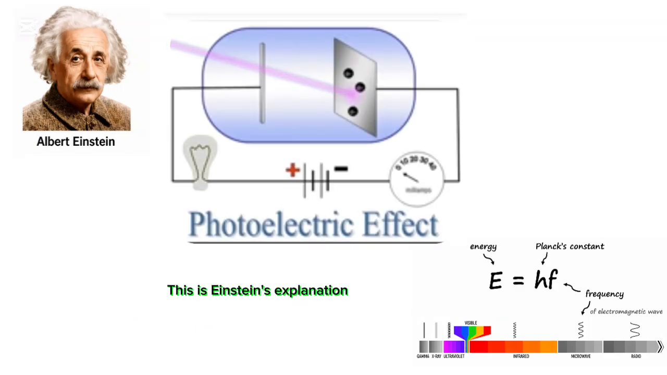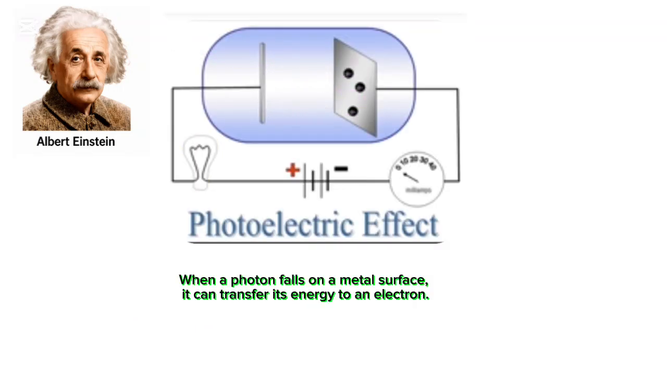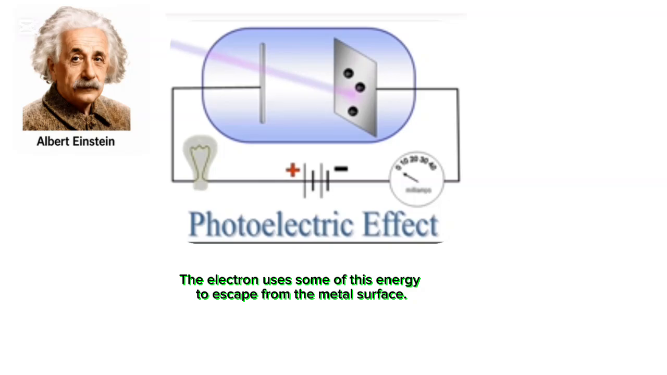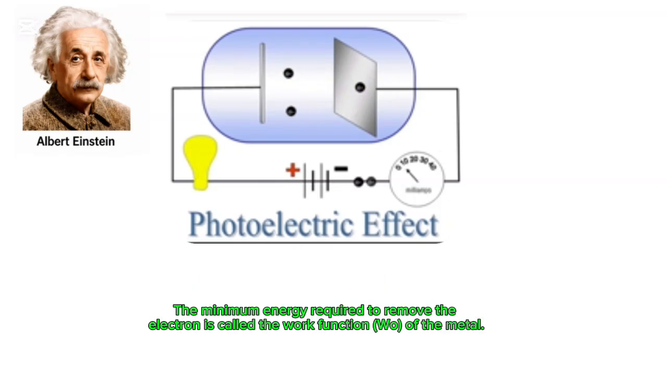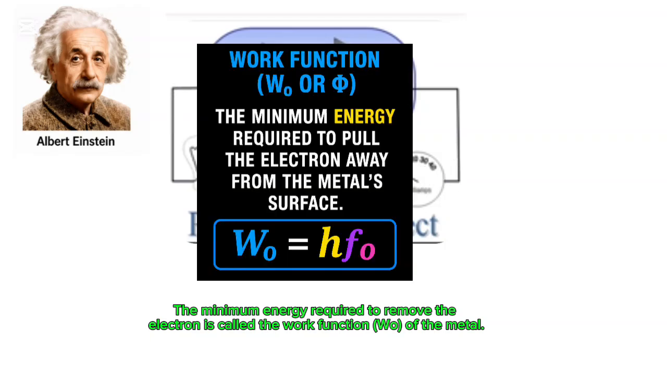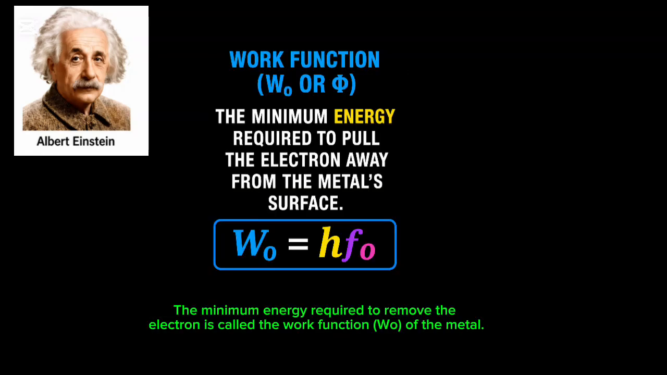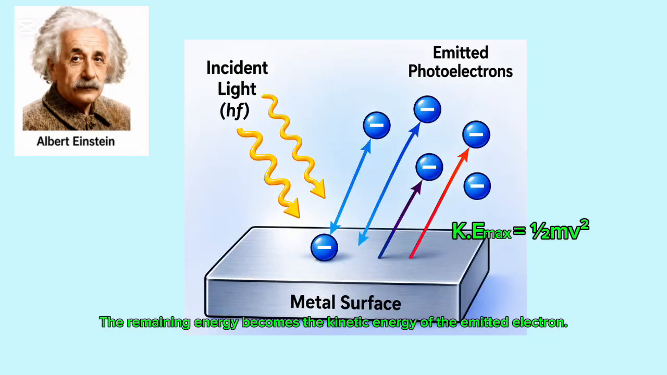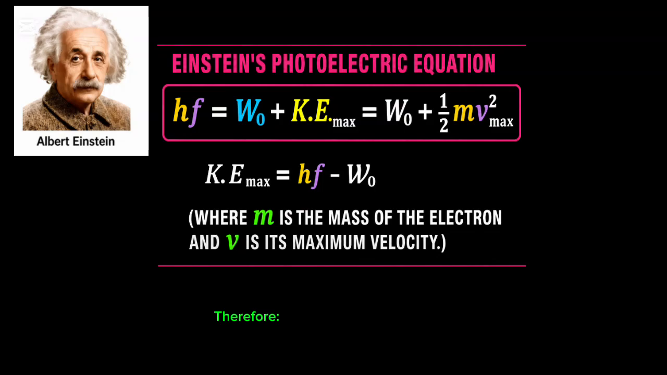This is Einstein's explanation. When a photon falls on a metal surface, it can transfer its energy to an electron. The electron uses some of this energy to escape from the metal surface. The minimum energy required to remove the electron from the metal surface is called the work function of the metal. The remaining energy becomes the kinetic energy of the emitted electron. Therefore, energy of the photon E is equal to work function W0 plus maximum kinetic energy Ke.